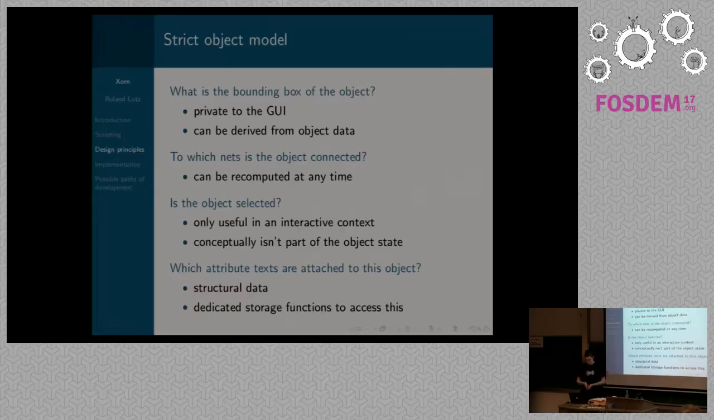Attribute texts are visual objects on their own in gEDA/gaf, so it makes sense to have them as individual objects and keep some track of the structural data. So there are dedicated libxorn storage functions for looking up all attributes attached to one object, for example.